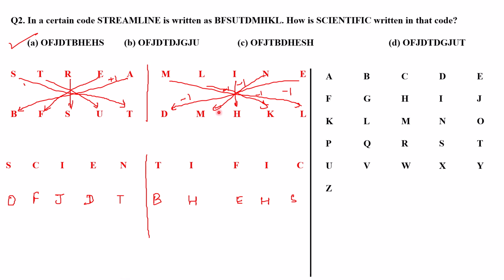So see how you have to find out the coding. For that, alphabets are important. So if you are not able to find the pattern quickly, please write the alphabets and then try to find the relation between them. Okay, now moving to the third question.